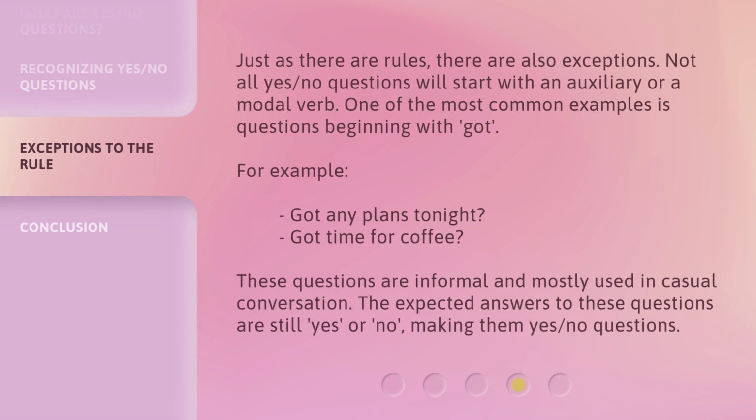Just as there are rules, there are also exceptions. Not all yes, no questions will start with an auxiliary or a modal verb. One of the most common examples is questions beginning with got. For example, got any plans tonight? Got time for coffee? These questions are informal and mostly used in casual conversation. The expected answers to these questions are still yes or no, making them yes, no questions.